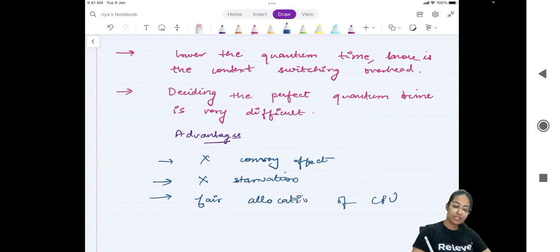Okay, so with this, I hope the concept of round robin is clear to everyone, and you have understood with a lot of examples how the idea of round robin works.